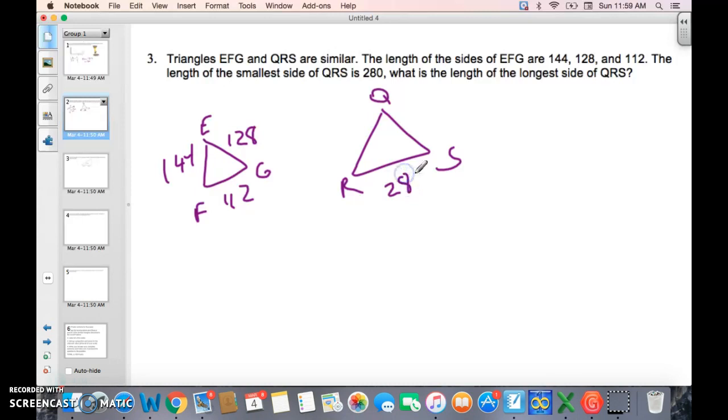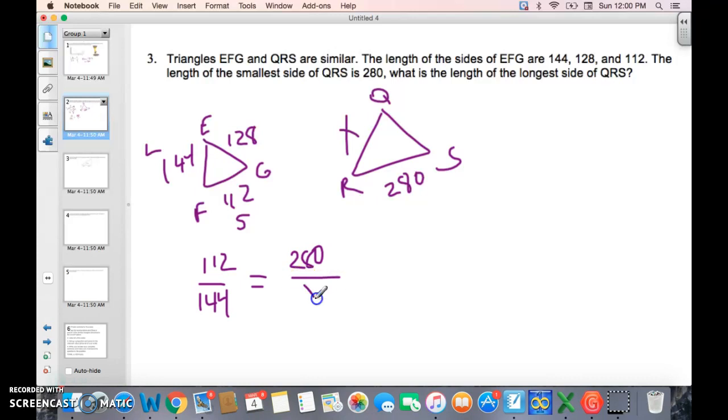All right, so we want the length of the longest side. The longest side over here is here. So I'm going to mark this the longest side because it matches the longest side here. So now I just set up my proportion again. This is the short side, this is the long side. So it'll be 112 over 144 equals, again, short side over long side, 280 over x.